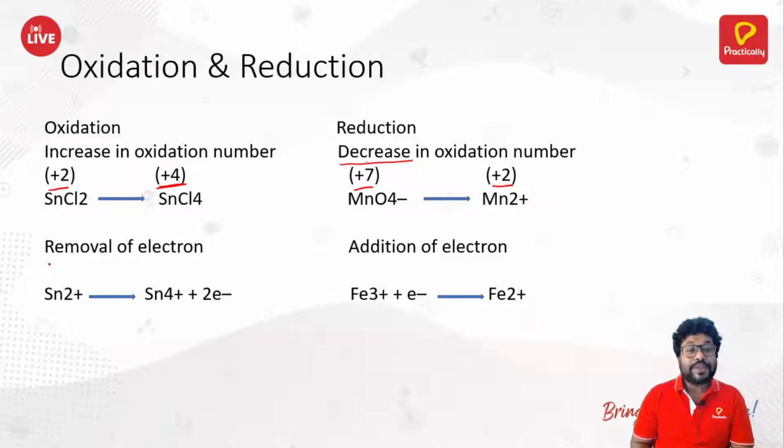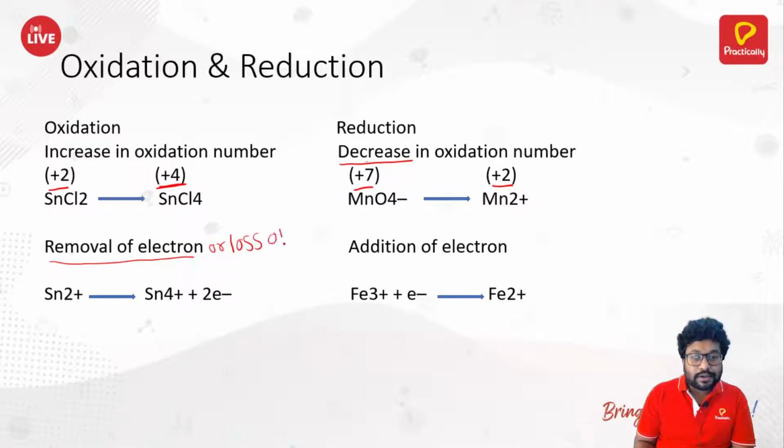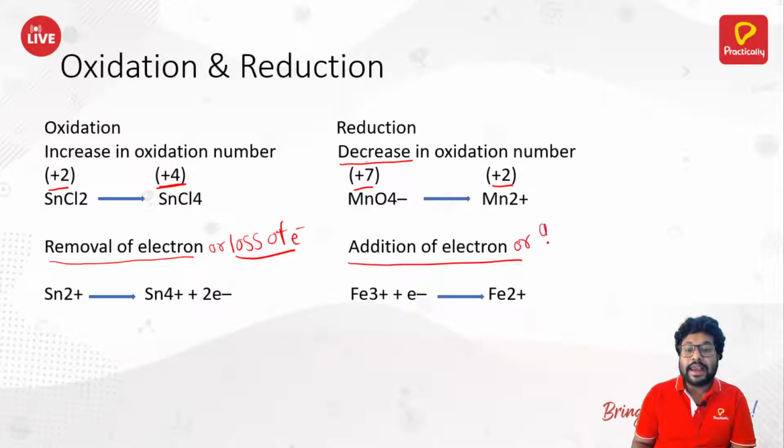And lastly, removal of an electron. Removal of an electron or loss of electron is called oxidation. So exactly opposite to it, addition of electron or gain of electron has to be reduction.